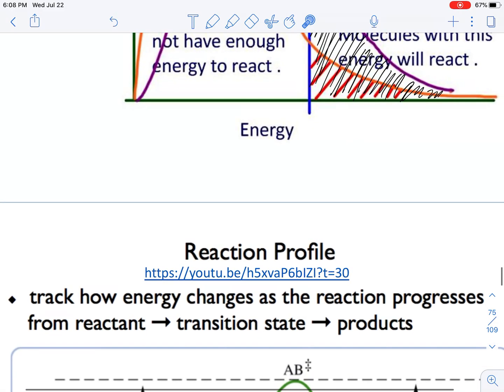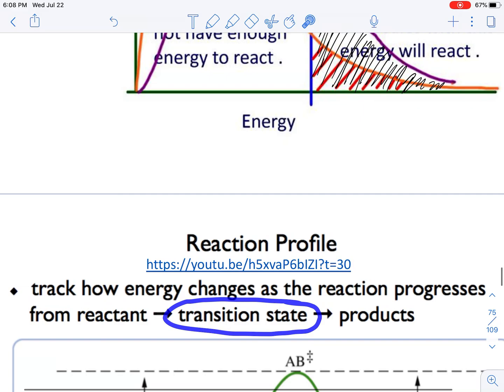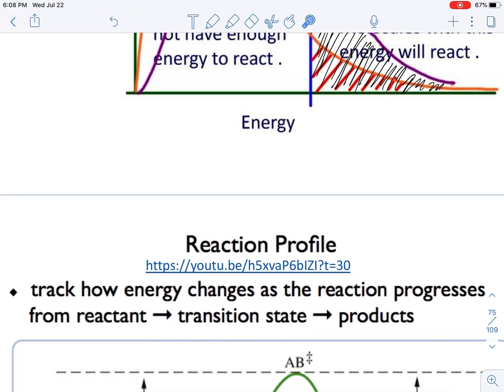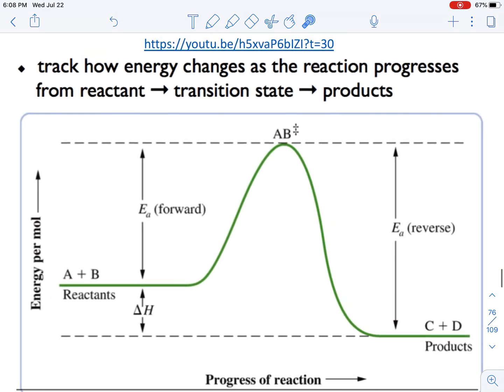And so a transition state is this hybrid structure that has parts of it that look like the reactant and parts of it that look like the product. We'll take a look at an example of what a transition state looks like in just a little bit. But first, I want to show you what a reaction profile or a potential energy diagram looks like.